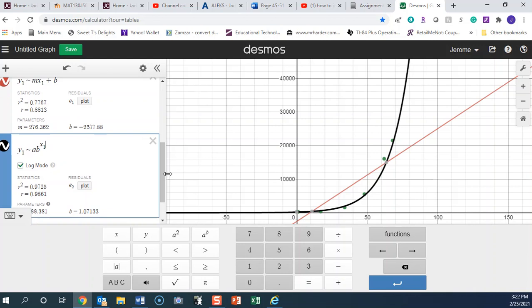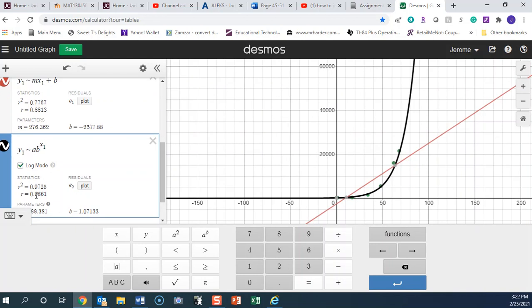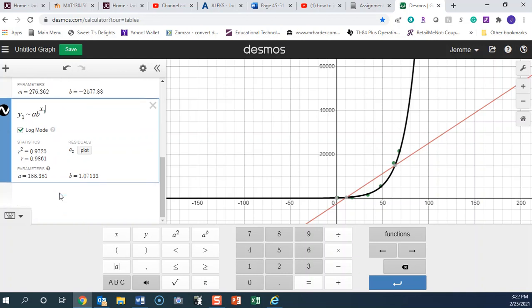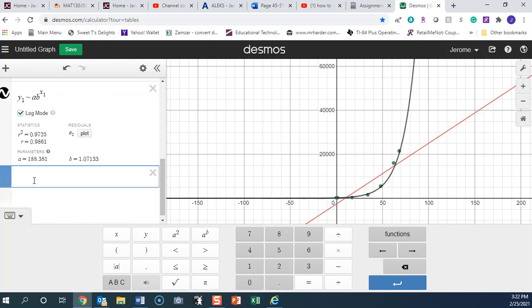Okay, so now this is what we do. Now we don't just look at the picture and say, okay, well, this looks more like an exponential regression than it does the linear regression. No, we look here at our R value. Whichever one has the highest R value is the best line. And it looks as though the exponential regression has the higher R value. So the next thing we're supposed to do, they ask us to write down the equation.